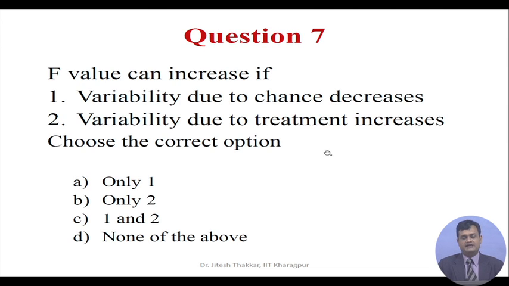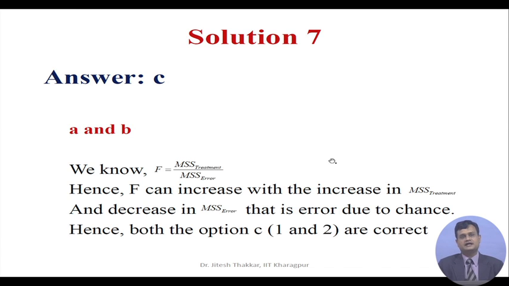Question 7. F value can increase if number 1, variability due to chance decreases, number 2, variability due to treatment increases. Choose the correct option: A, only 1, B, only 2, C, 1 and 2, D, none of the above. The correct answer is C, 1 and 2. We know that F is equal to MSS treatment divided by MSS error, and hence F can increase with increase in MSS treatment and decrease in MSS error, that is error due to chance. So, both options 1 and 2, which are there in option C, are correct.